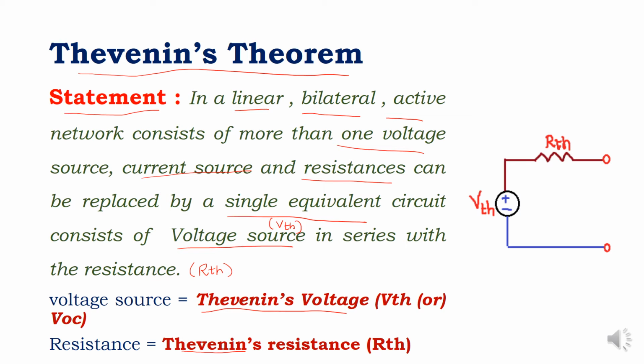Now how to draw the equivalent circuit? The equivalent circuit is known as Thevenin's equivalent circuit. So VTH is a Thevenin's voltage that is in series with RTH. Suppose we are having a load element, we have to connect the load element across the terminals A and B.